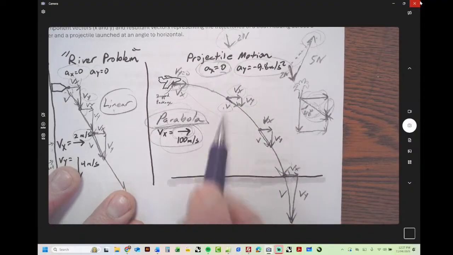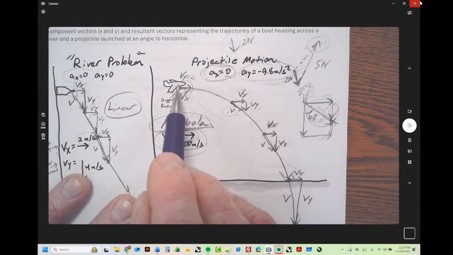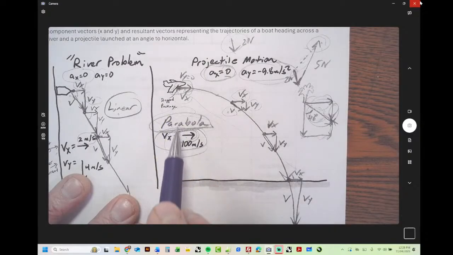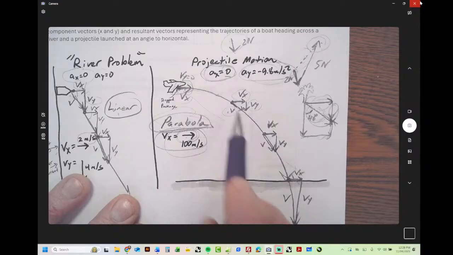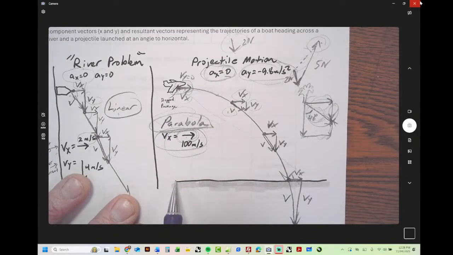Why is vy changing? Yeah, because it's doing this. So if the plane had been a helicopter and the ball had just been dropped straight down, and I drew all these x and y vectors all the way down, what would be different?